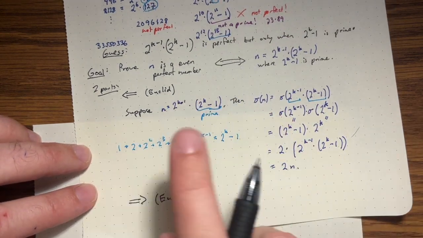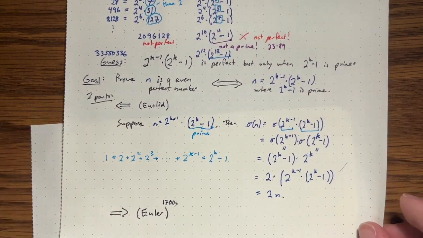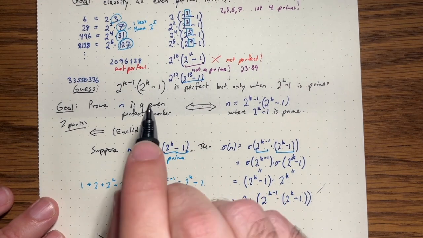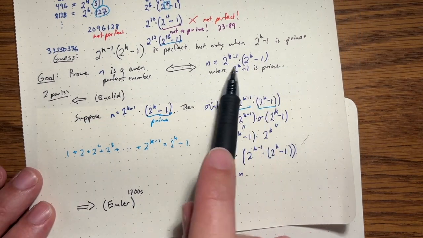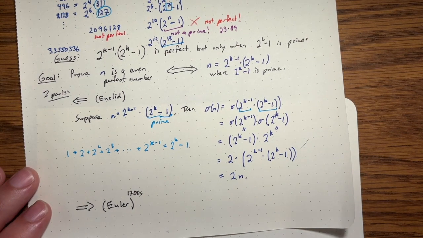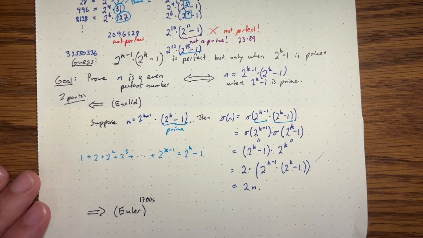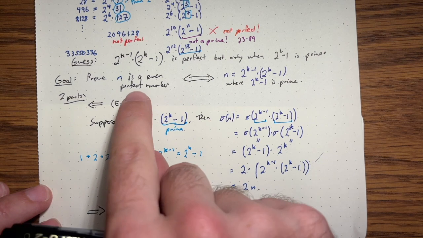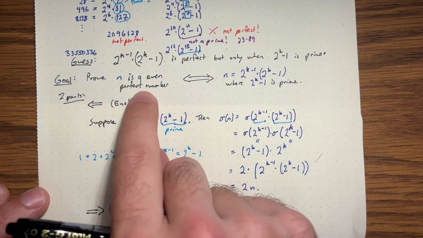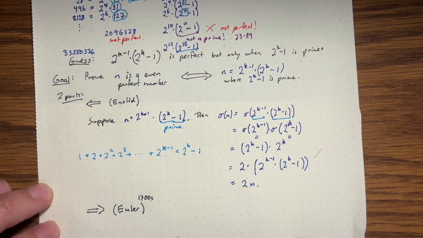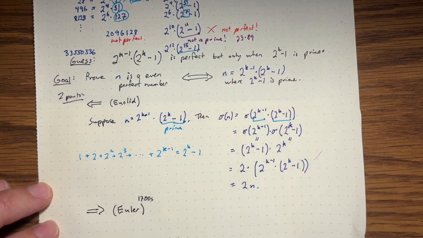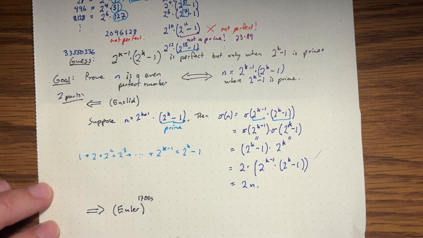Really, it was this direction due to Euclid, and then this direction due to Euler. So Euler proved that if I have an even perfect number, it must be of this very specific form. Which seems really tough to actually prove. Like how I'm only allowed to use the fact that sigma of n equals 2n. That's all I can leverage. But I need to somehow prove this of this very specific form.